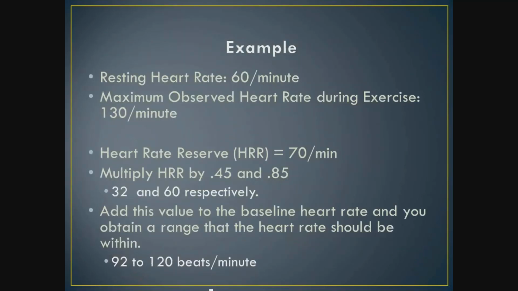So here's an example of heart rate of 60. Maximum observed during exercise is 130. I look at the reserve, but the difference between the two of them is 70. And I go ahead and I multiply that by 0.45 and 0.85, and so on. You get a targeted heart rate. So when I'm exercising, that's the heart rate I should be exercising at, is basically the bottom line, is what you're trying to accomplish here.